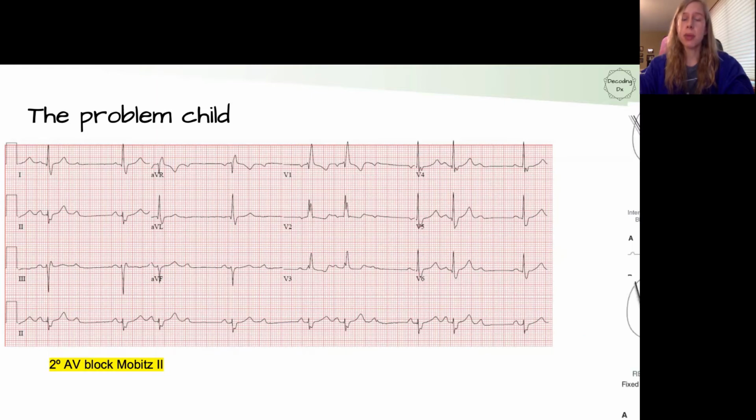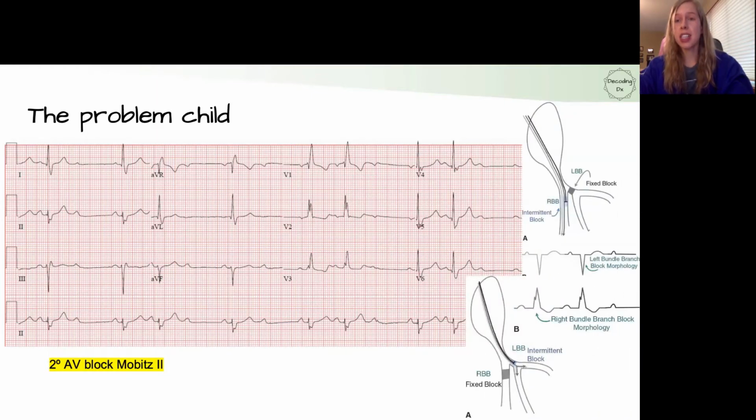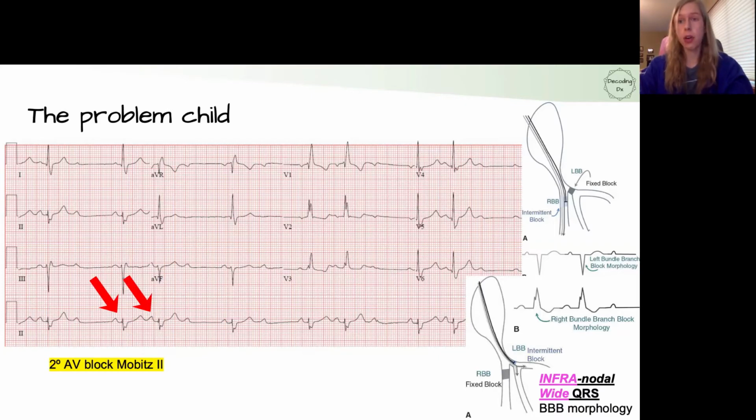In a second degree Mobitz type 2, the block is actually infranodal, meaning that it's below the AV node. What you have here is a fixed bundle branch block on one side and an intermittent bundle branch block on the other side. So when the intermittent block is open, you get the P wave QRS, P wave QRS. But when that intermittent block is blocked, you get the dropped QRS. In this beat, you essentially have a complete heart block for that time. But then it'll open back up again, and then you'll get the P wave QRS until it closes again.